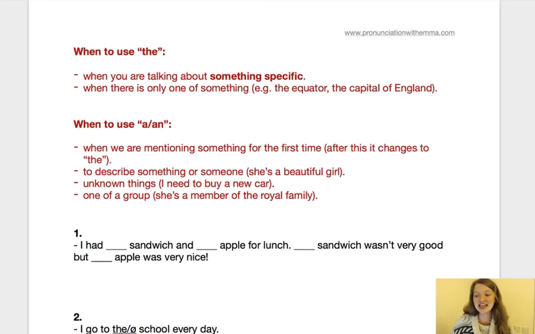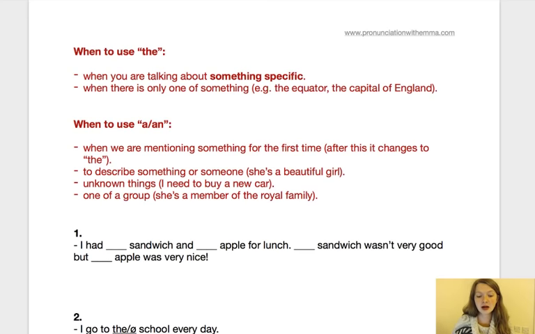You can also stress this and say "thee" phone. If you're using this, then it means you're emphasizing and stressing something. You're really bringing emphasis to it. This is the best phone I've ever had. I'm really stressing it. Or we can use "the" when there is only one of something. The equator, the capital of England.